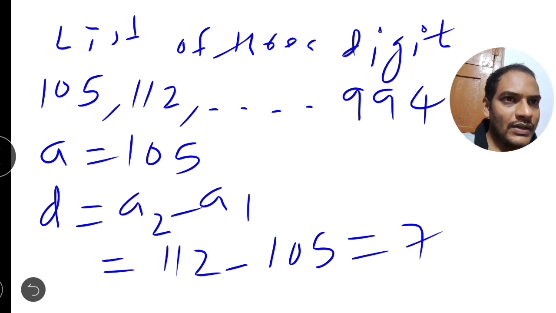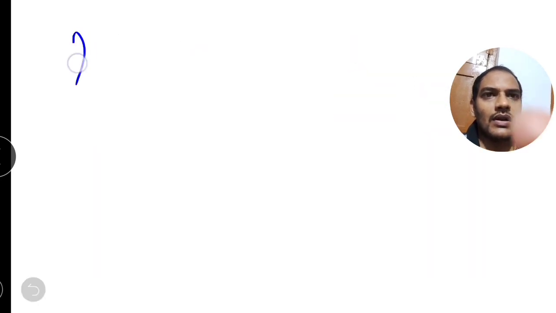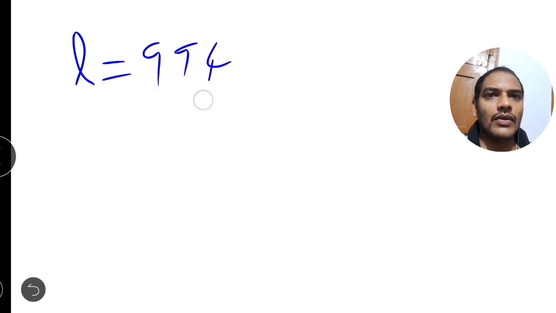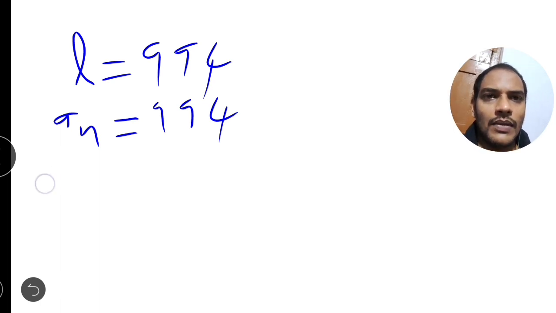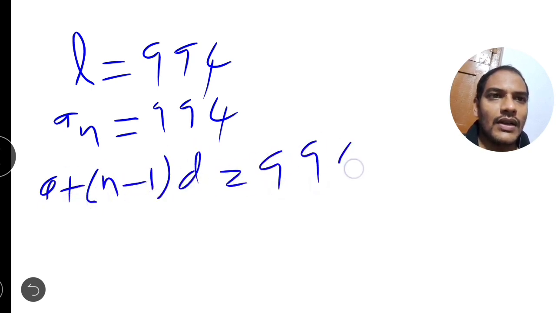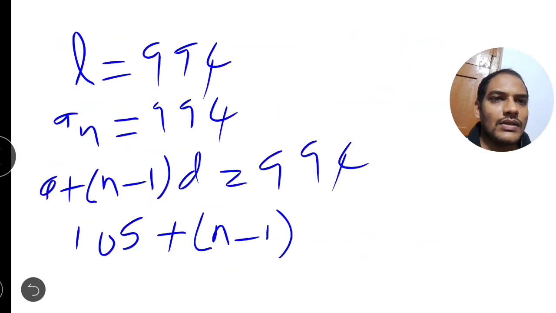So let's find out the term number of 994. L equals 994 because it is at the last place, and L is nothing but an, because the nth term is also denoted with L. L is nothing but the last term. So a plus (n minus 1) into d equals 994. So a value 105 plus (n minus 1) into d value 7 equals 994.